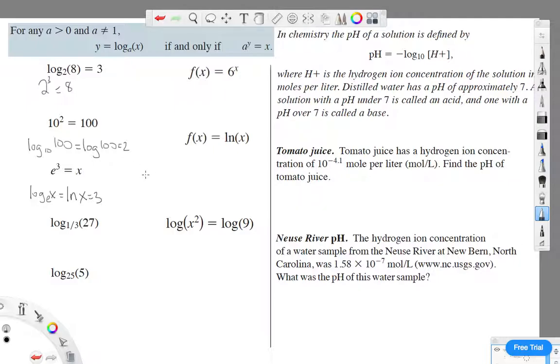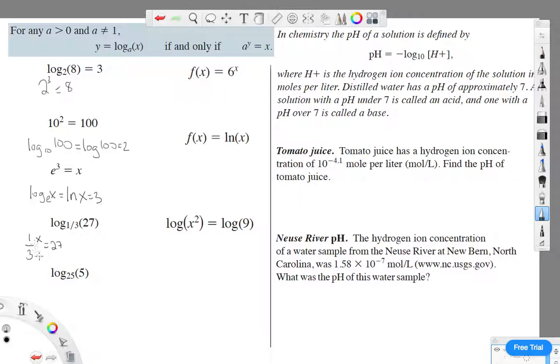Let's look at a fraction here. Log base 1/3 of x equals 27, and so we know we should have some kind of negative exponent, right? 1/3 is raised to the x power, and that equals 27. And so how can we figure this out?